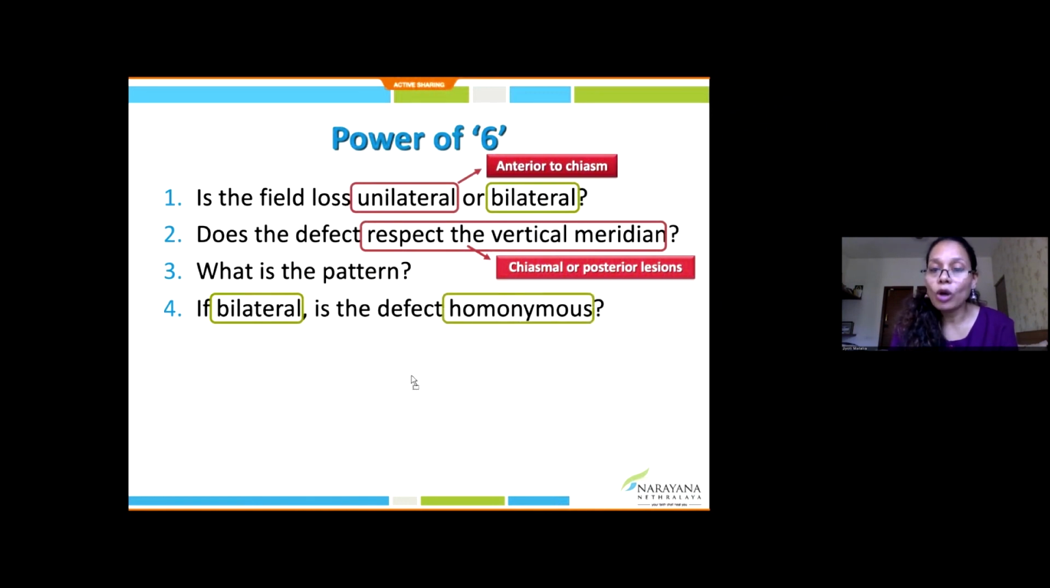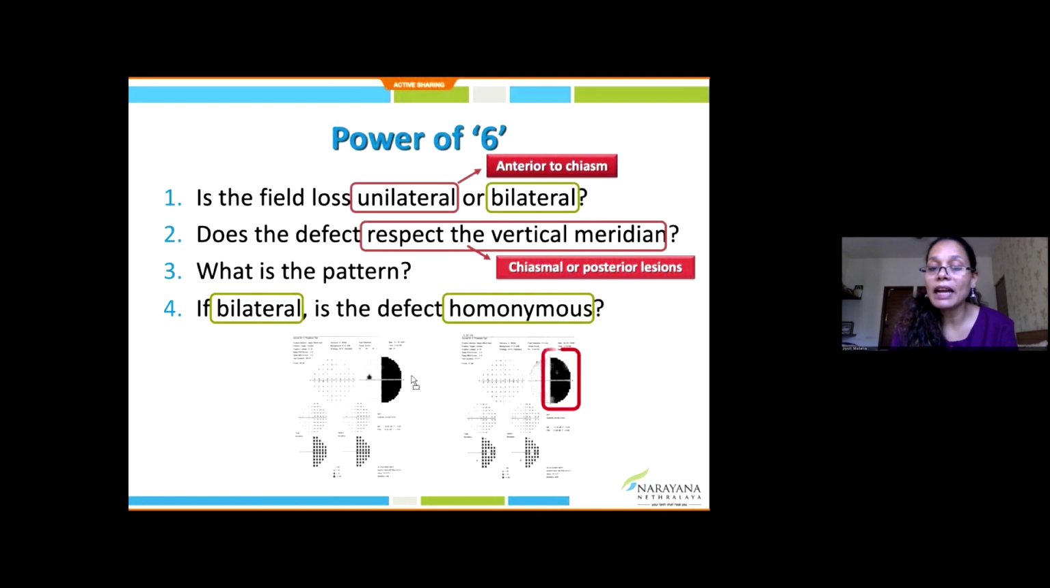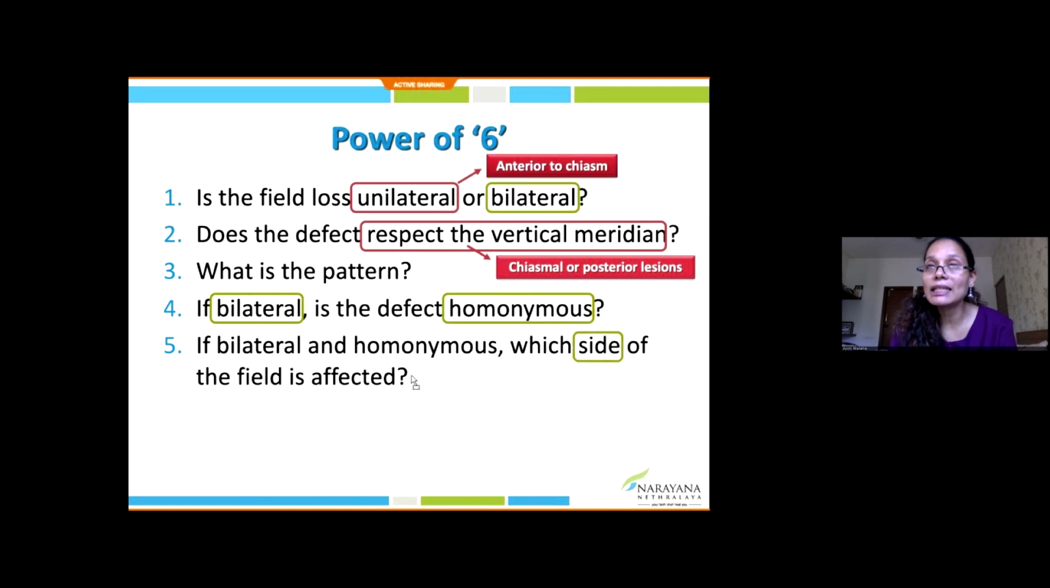What do you mean by homonymous? Look here, the right side field defect is temporal, the left side defect is nasal, which means it is on one side of the field. These are posterior chiasmal lesions, as I will explain further. But when you have a defect, you have to know which side it is involved. Like in this case, it was right-sided. Why? So let me explain.